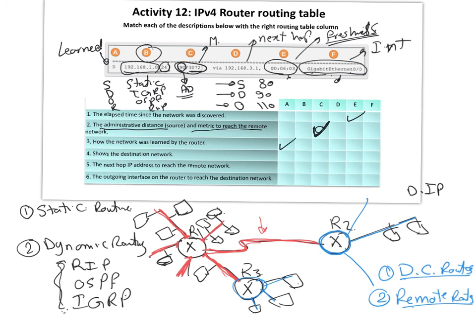Okay. Shows the destination network. This is B. The next hop IP address. The next hop IP address, which is the gateway, which is D. And the outgoing interface, which is F, the last one. Is that clear, guys? Any question about this?